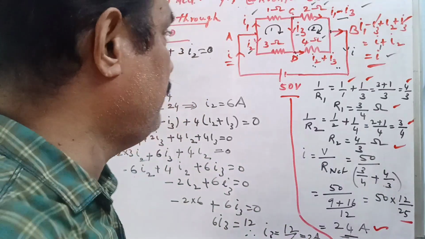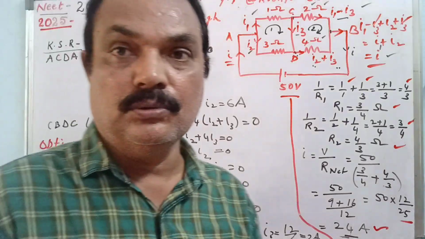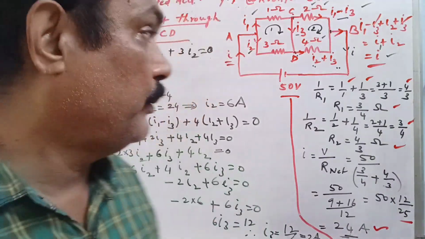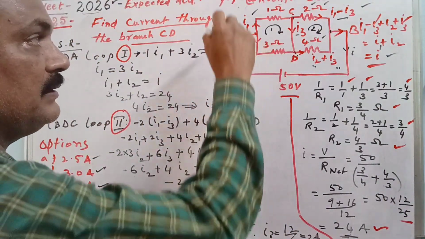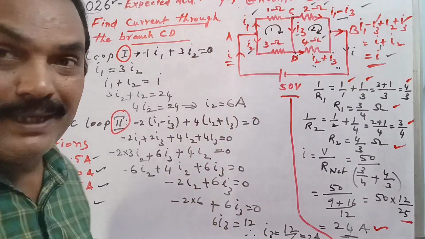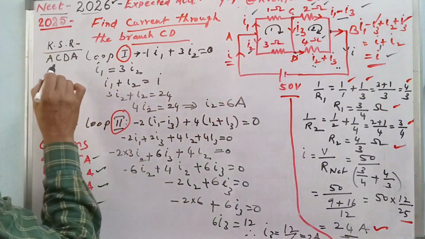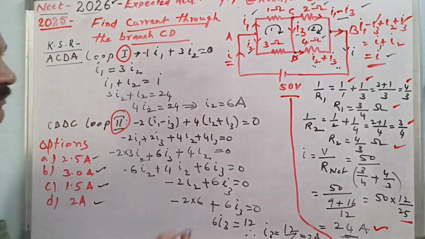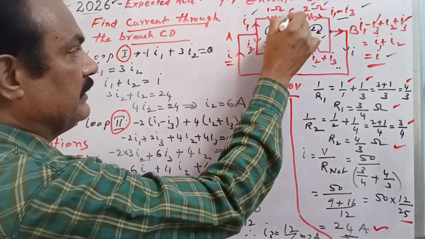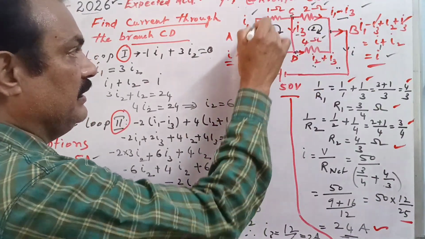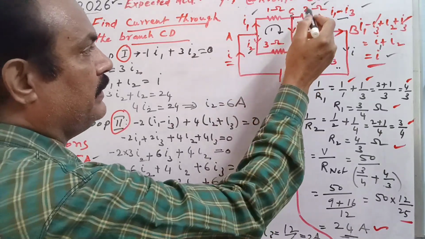So potential rise will be when we are entering through the opposite direction. Potential drop when it is going through the loop. That is what you have to see. So now I am applying through ACD. Which is ACD? A, C, D, A. This is one loop.